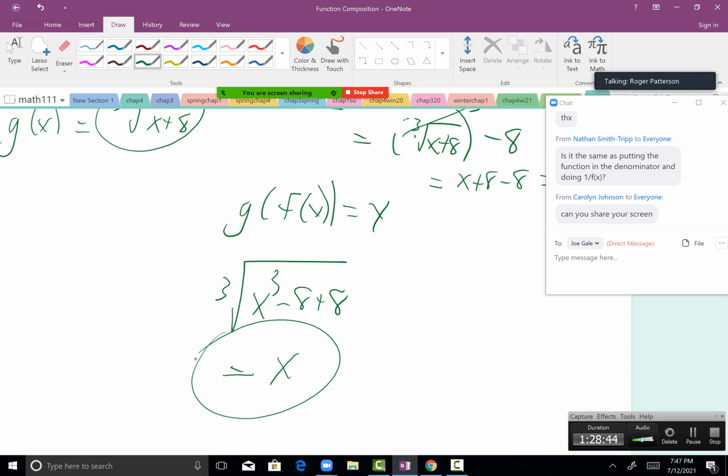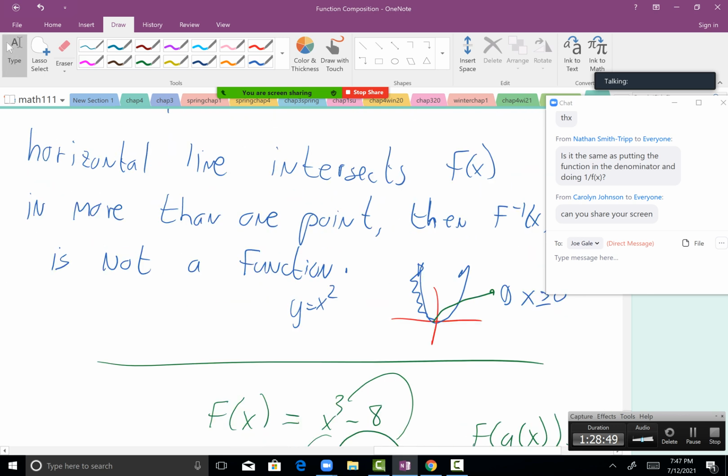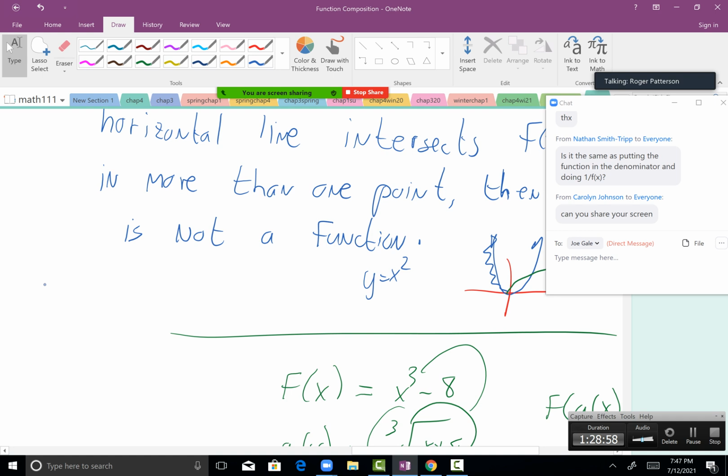I should go back up and tell you this. A function that passes that horizontal line test is 1-to-1. So if f of x passes, meaning that it works, the horizontal line test, then it's 1-to-1, which means there's 1 x for every 1 y. That's all there is on here.